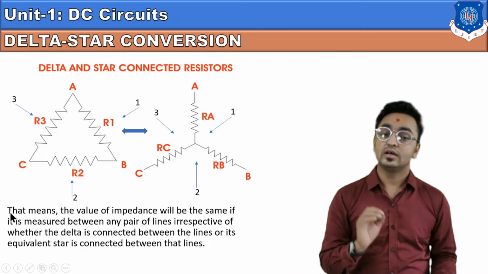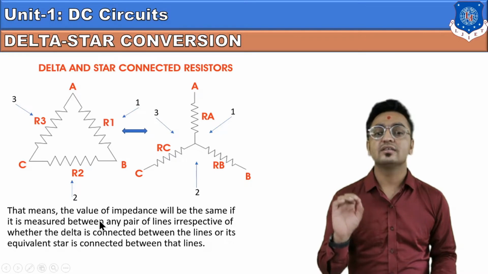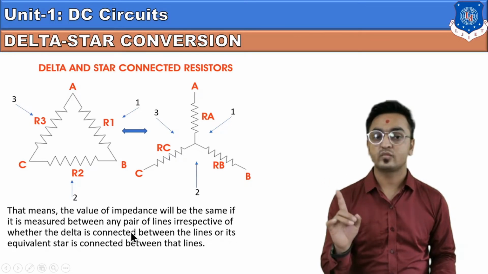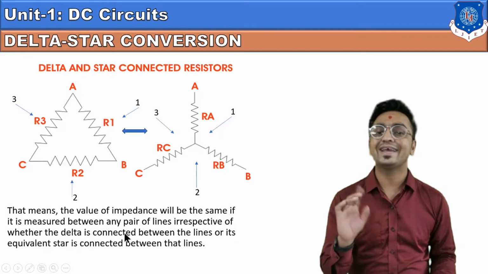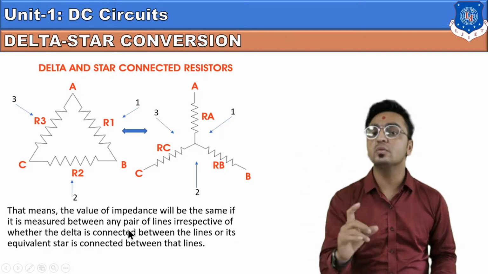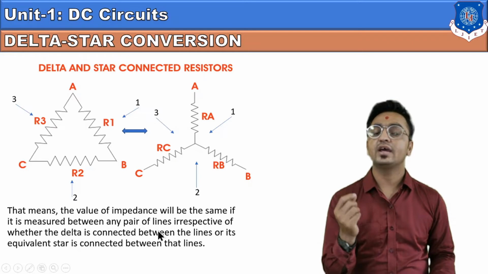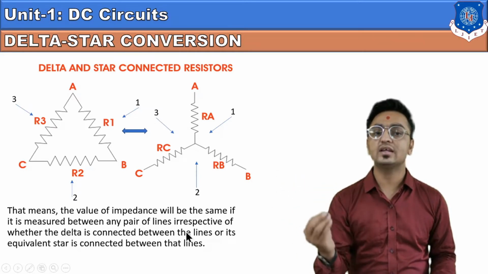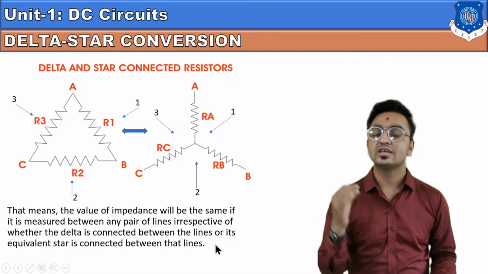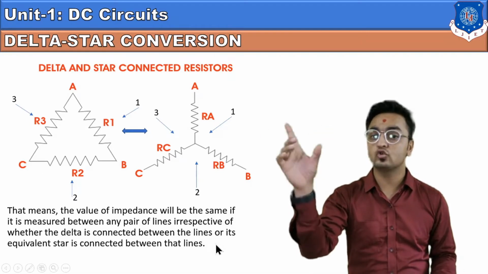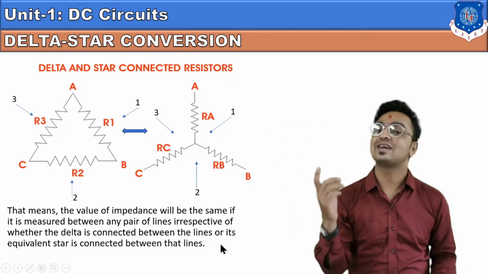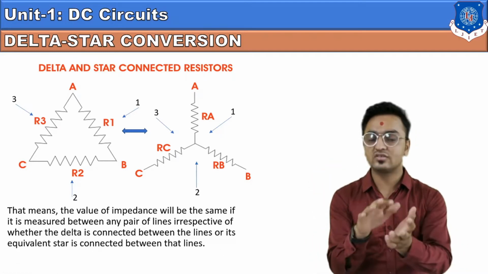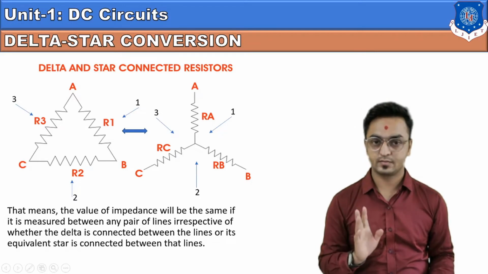So again, let me repeat it. The value of the impedance will be the same if it is measured between any pair of lines AB, BC, or CA, irrespective of whether the delta connection is connected between those two terminals or the star connection is connected between those two terminals. So that was just in other words.